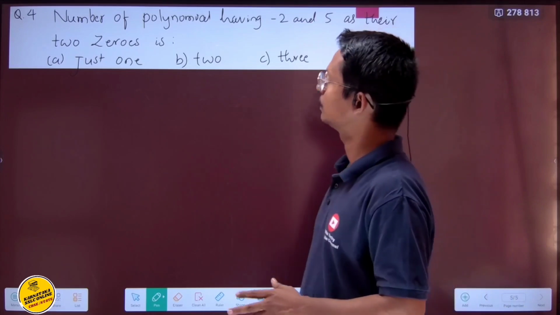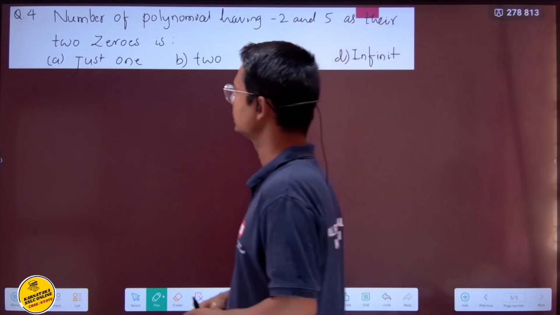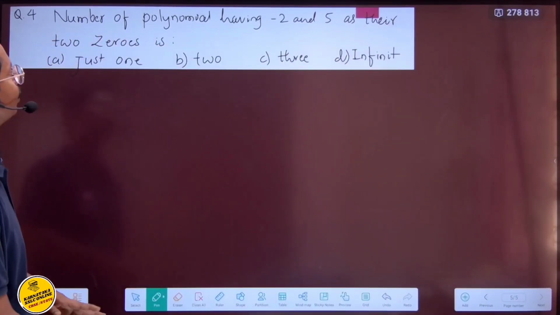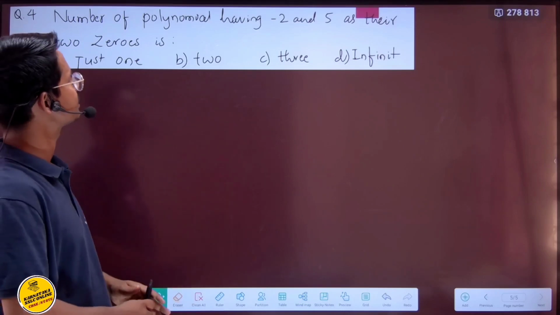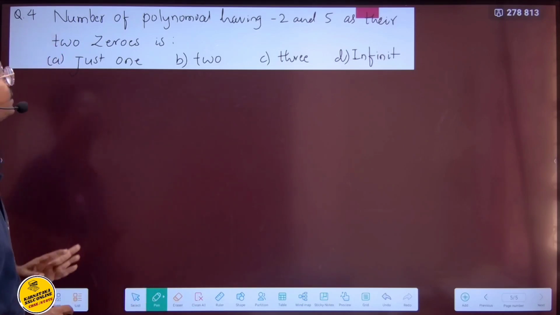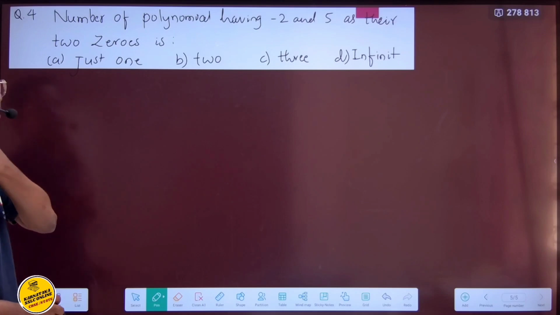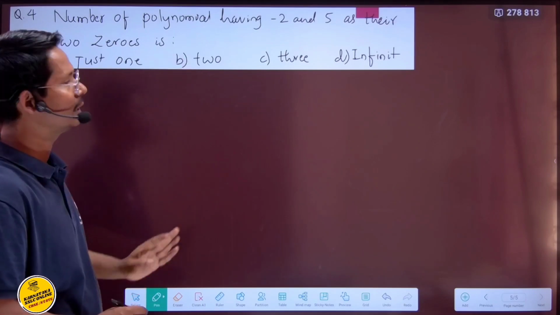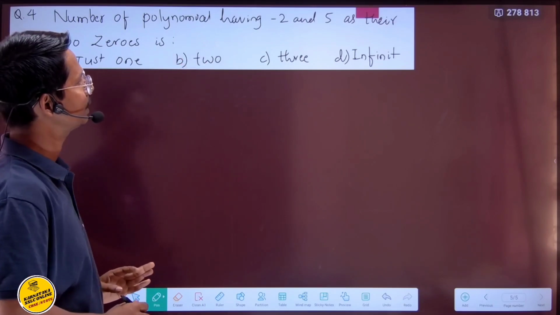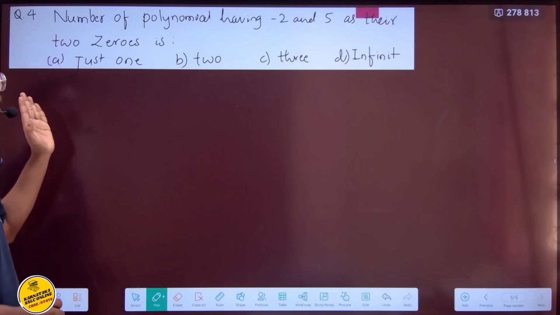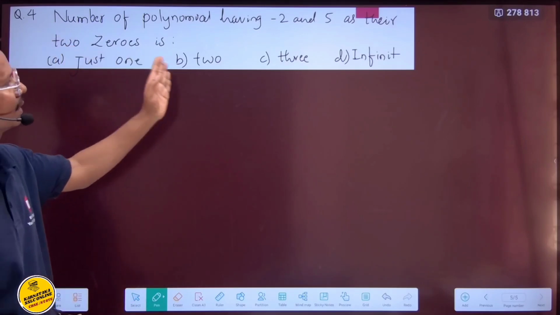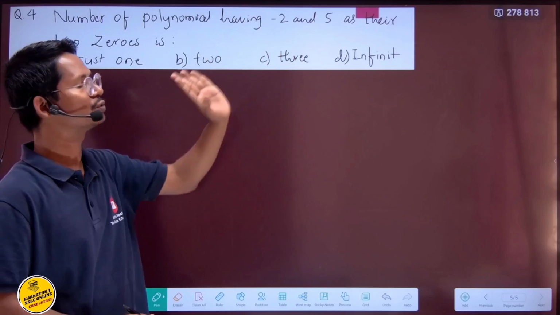Okay, fine. So we have one more question. The number of polynomials having minus 2 and 5 as their two zeros is... So there is a polynomial and it has two zeros, minus 2 and 5, and here how many polynomials can make the zeros as minus 2 and 5?